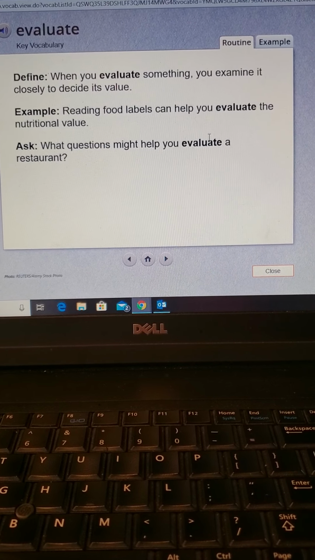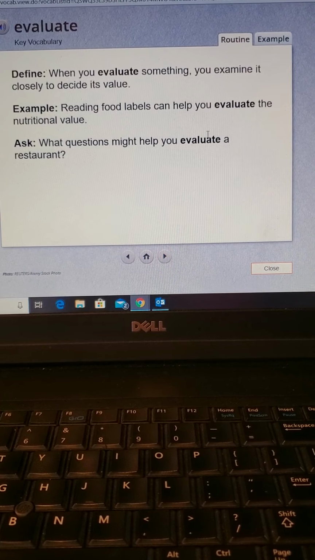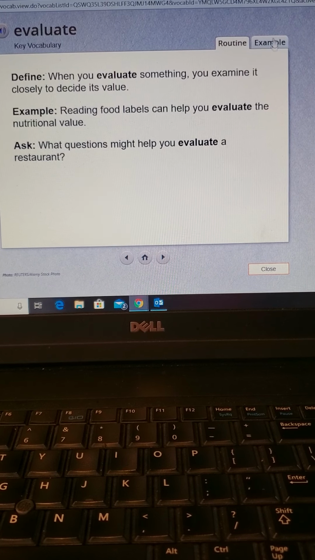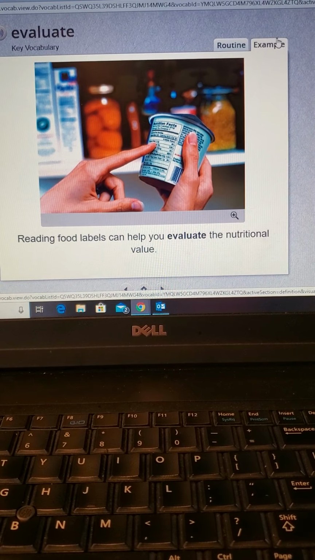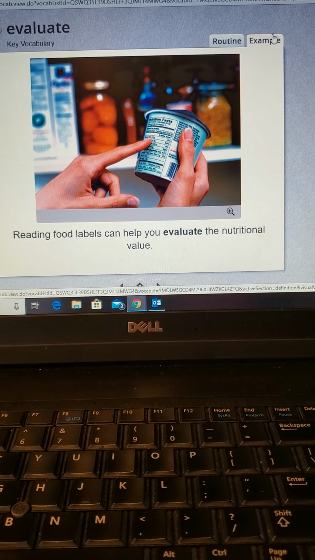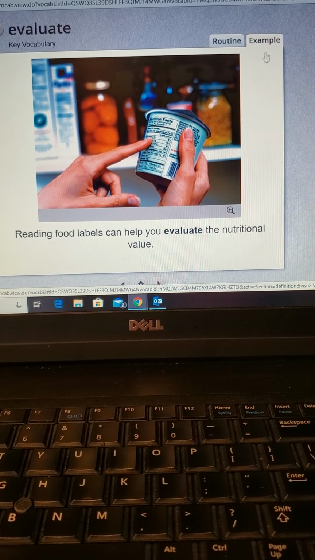Evaluate. When you evaluate something, you examine it closely to decide its value. Reading food labels can help you evaluate the nutritional value.